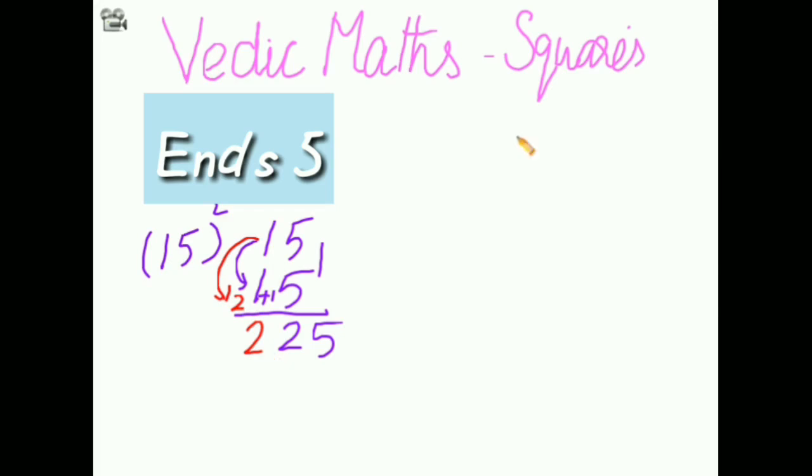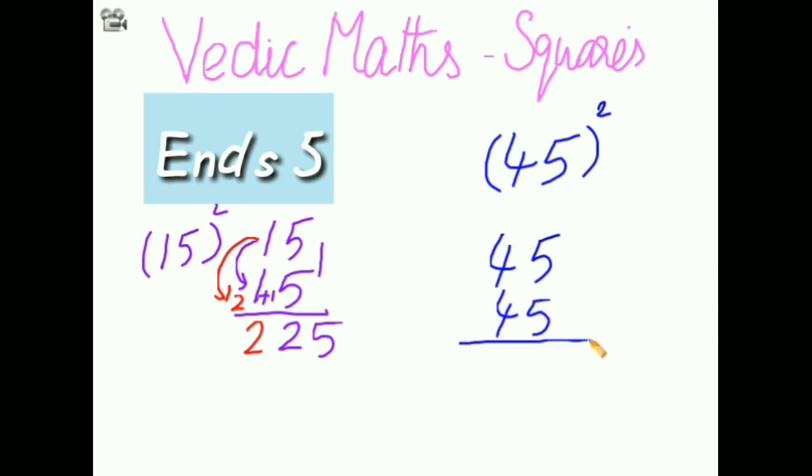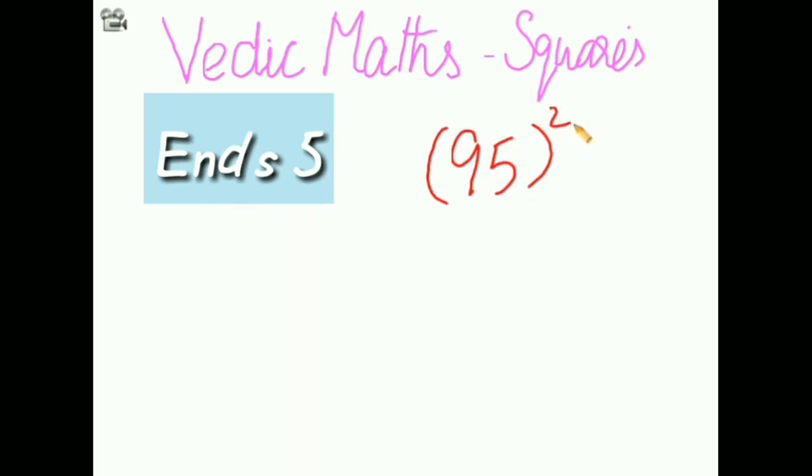Let's see one more example. 45 square. So 45 into 45. As per the rule, 5 into 5, 25. Next one is 4 into 4 plus 1, that means 4 into 5. 4 into 5 is equal to 20. So 2025 is the answer. So in just 2 or 3 seconds you can get the answer.